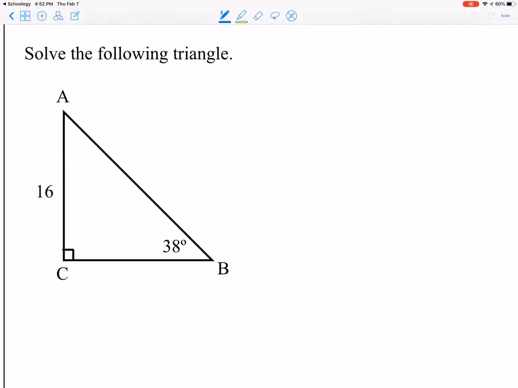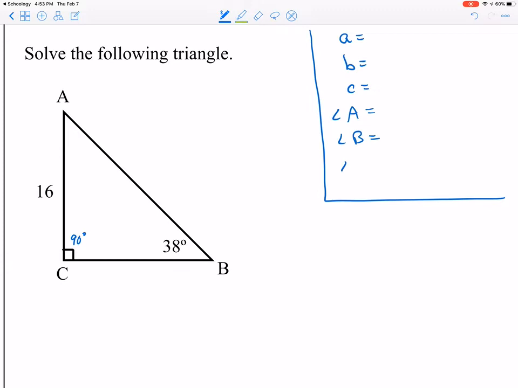Let's go to the first example. We see a triangle here. We've only got two things labeled, well, actually three if we include this as our 90-degree angle. To solve all sides and all angles, I need to make sure I have all the side lengths, so I have side lengths A, B, and C, and I have angle A, angle B, and angle C. In order to say I've solved this triangle, I need to have all of these numbers here.